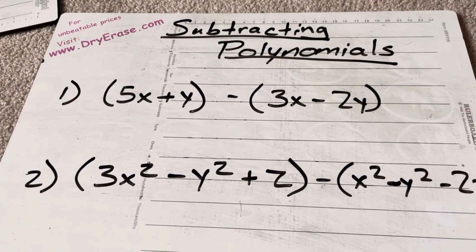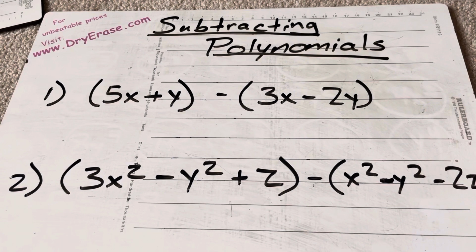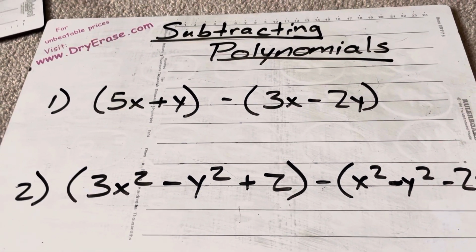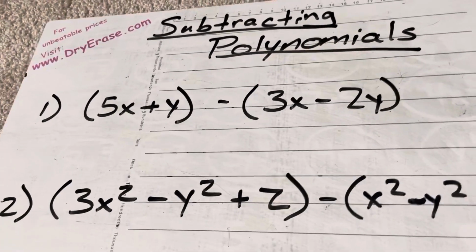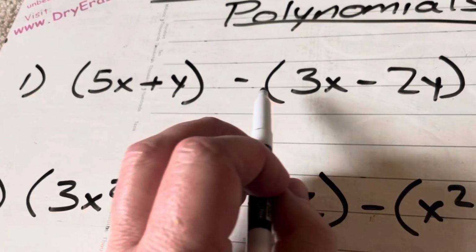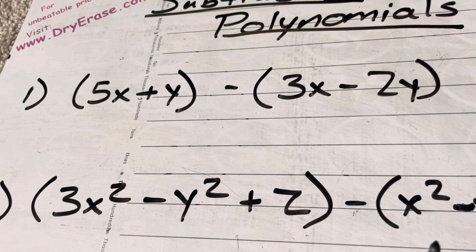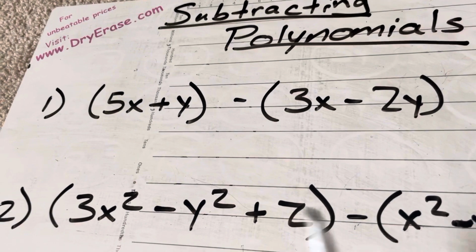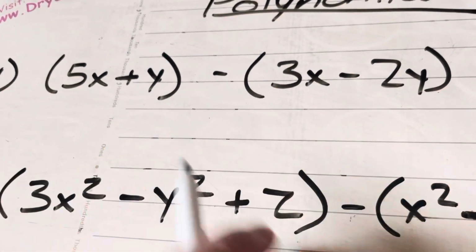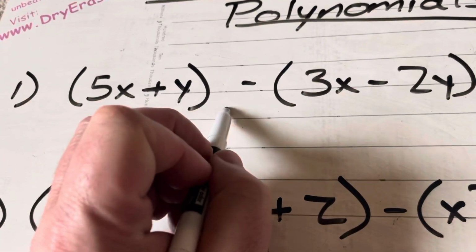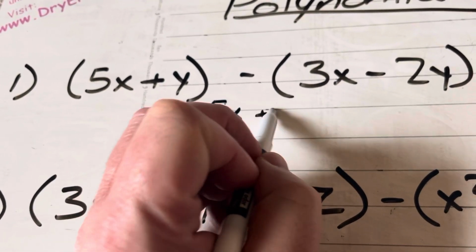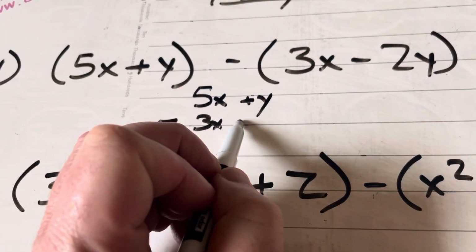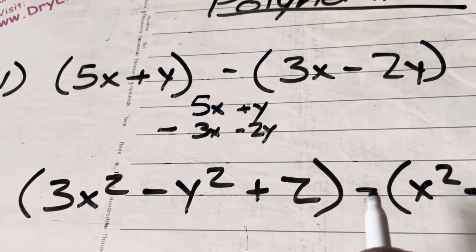I do want to show you one thing because your paper will talk about putting it in column form, or writing it vertically. And this is a good example of that: 5x plus y minus 3x minus 2y. I'm just going to show you this on this example because you can do this. We're going to write 5x plus y, and then we're going to subtract 3x minus 2y.